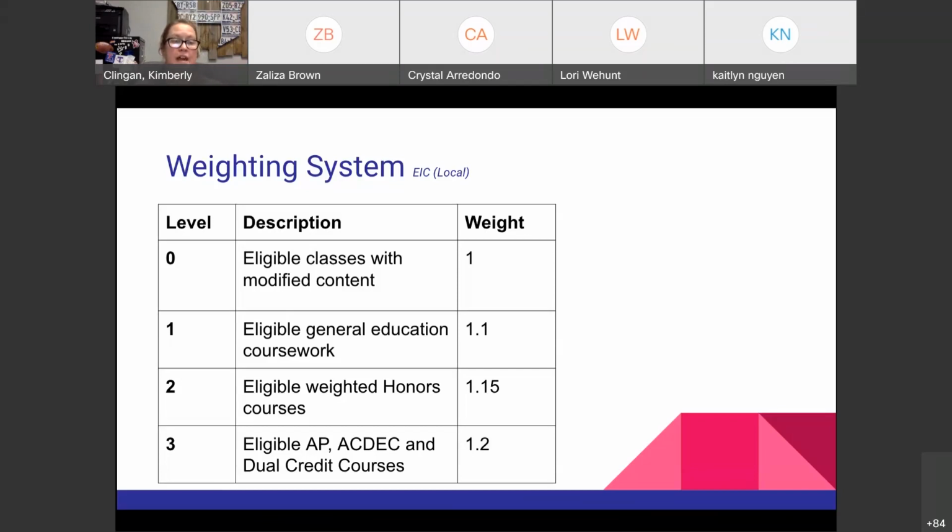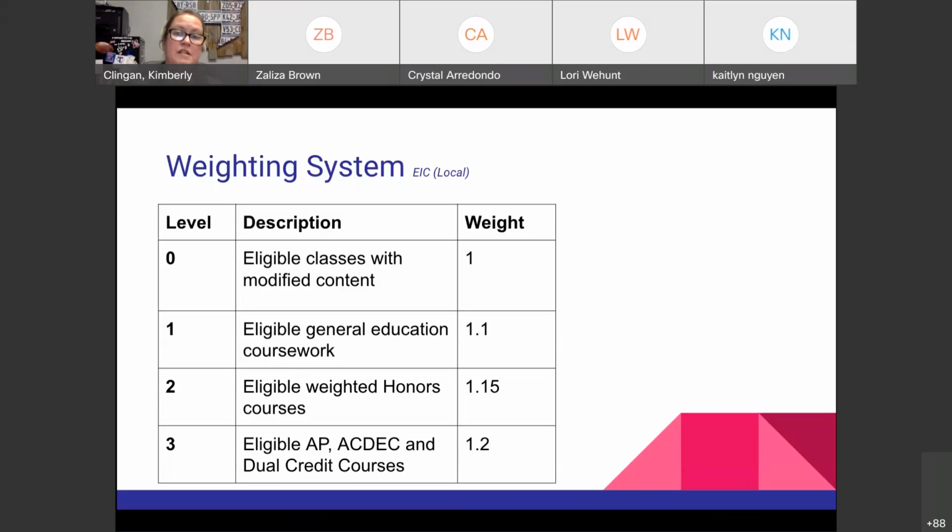These classes have a 0, 1, 2, or 3. So when you're looking at the course description guide, it has a level on there, and this tells you what the weight of that class is. For an on-level class on campus or through VLA, those classes are going to be a 1.1 weight, where honors classes have a 1.15. AP, ACTEC, and dual credit classes, that's a level 3, and that's a 1.2.